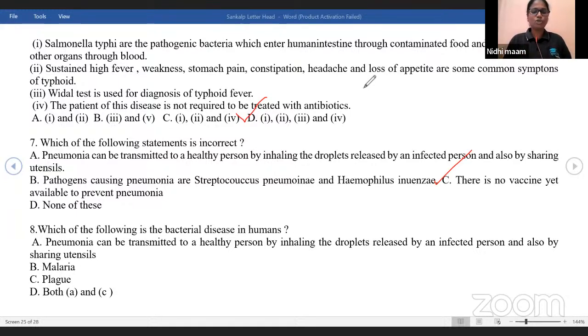Next question. Which of the following is a bacterial disease in humans?